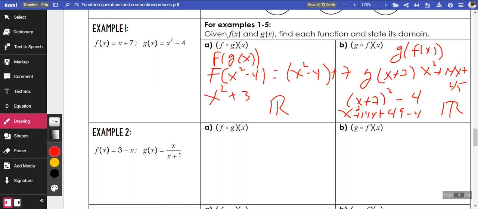I'm going to go ahead and do example 2 with you, and then you can do example 3 on your own if you want to. So example number 2, f of g of x. If you find f of g of x, that literally means anywhere I see the variable x in f, I'm going to replace it with x over x plus 1. So there it is. That's a 1.